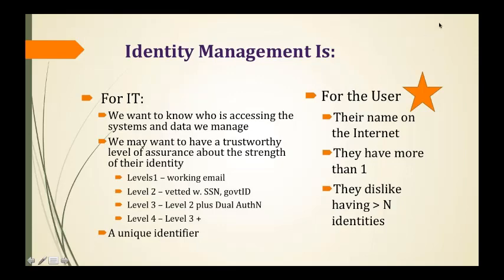The end user has a very different perspective on identity management. For them, it's their name on the internet. They usually have more than one name on the internet, and they don't like having greater than N, and N is usually 7, like a number you can remember. So some people like having lots of different names on the internet. They may just separate their public and private personas that way, or for other reasons, but they don't like having thousands of identities, like one per service. That is not a good model for end users.